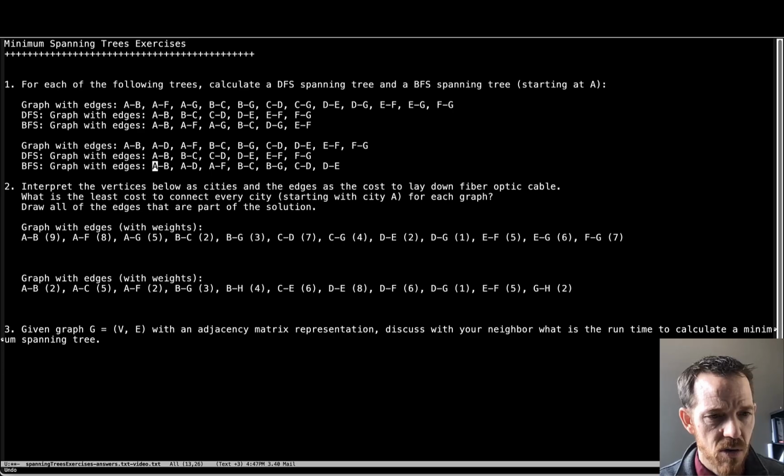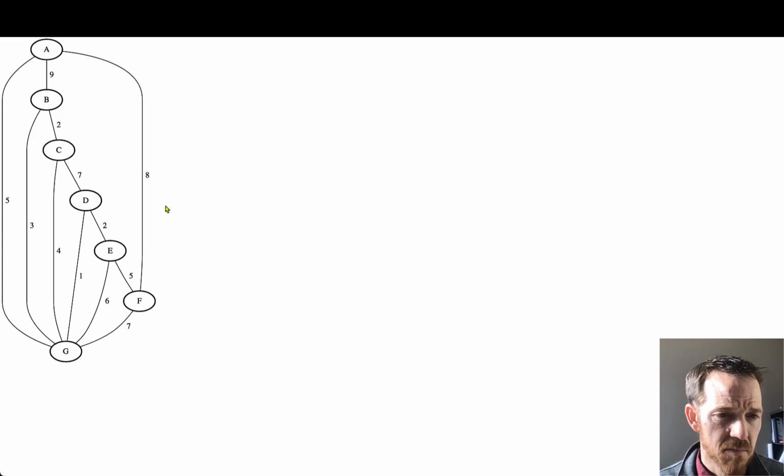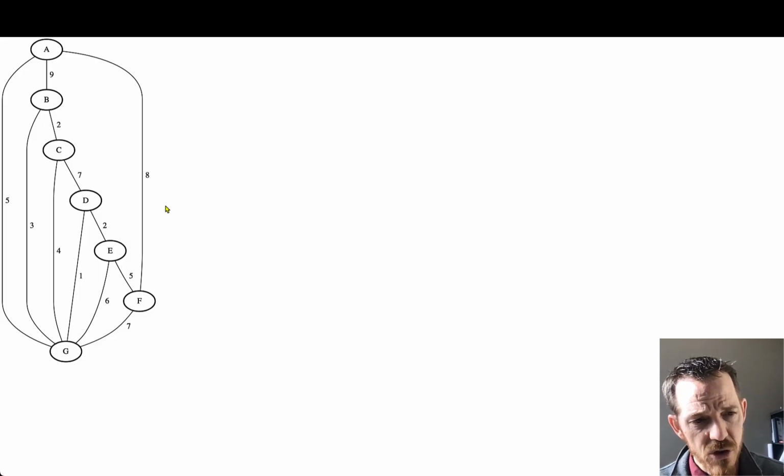So starting with a graph with weights AB with a weight of 9, AF with a weight of 8, AG with a weight of 5, BC with a weight of 2, BG with a weight of 3, CD with a weight of 7, CG with a weight of 4, DE with a weight of 2, DG with a weight of 1, EF with a weight of 5, EG with a weight of 6, and FG with a weight of 7. That would look like this. Okay, our first graph, but with weights.